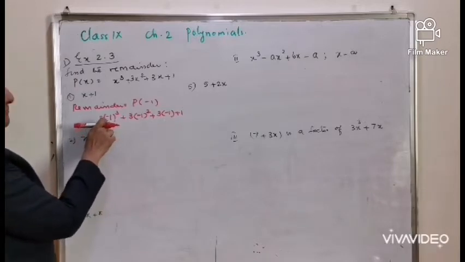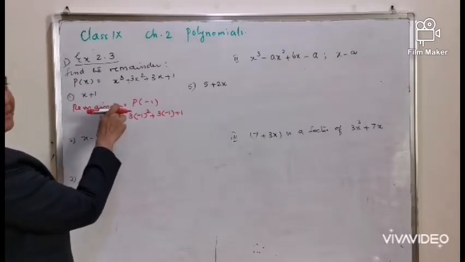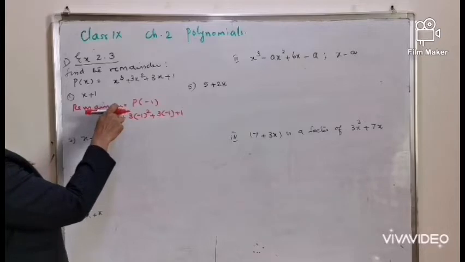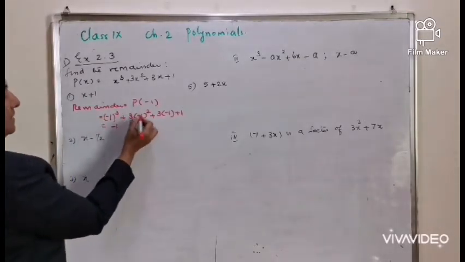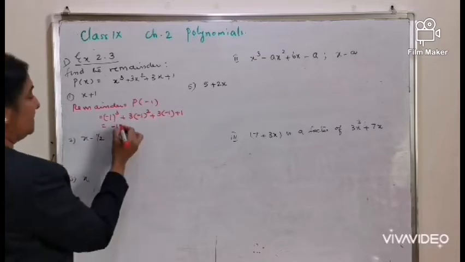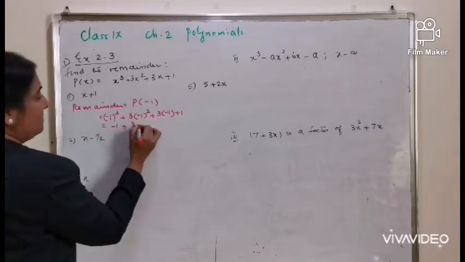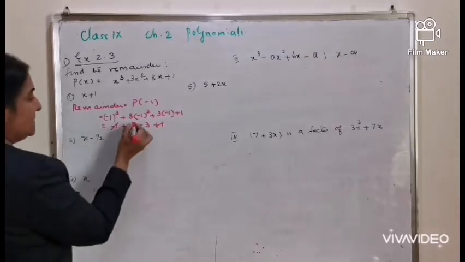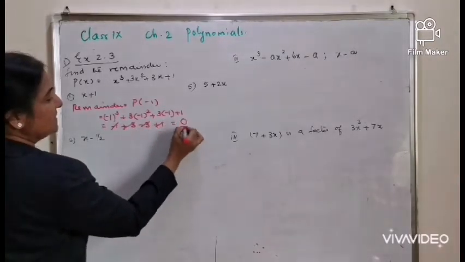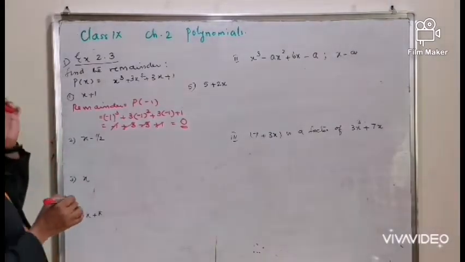If there is a negative base, odd powers give a negative value, and even powers give a positive value. Minus 1 squared is positive 1, plus 3, minus 3, plus 1. Minus 1 and plus 1 get cancelled, plus 3 and minus 3 get cancelled. So the remainder is 0.